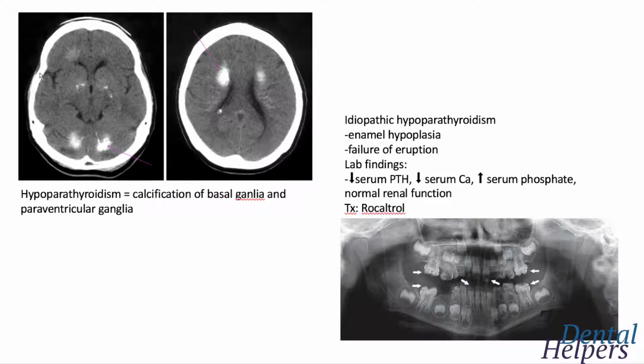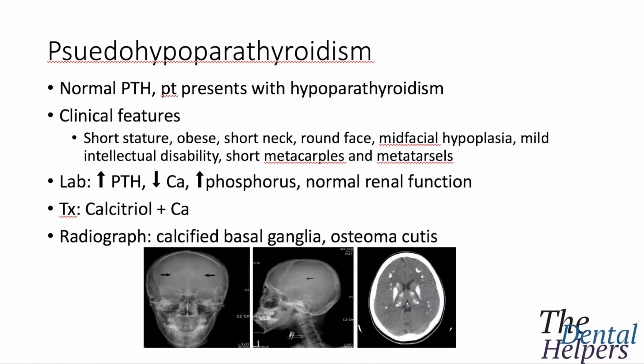The lab findings, of course, are going to be decreased serum parathyroid hormone, which automatically means decreased calcium, which would mean increased serum phosphate. But the interesting thing is normal renal function. Rocaltrol is a treatment of choice.